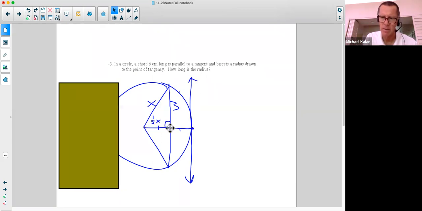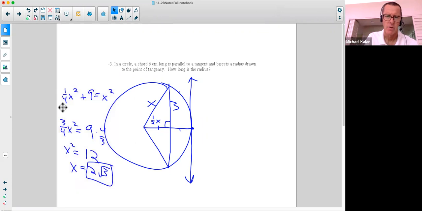It says it bisects the radius drawn to the point of tangency, which is right there, right? So we know that this segment and this segment are equal. We know that the chord is 6. We know that this is going to be a perpendicular bisector, so that's 3. And I know that if this is x as a radius, this whole thing is x, so this can be set up as half x. And then it's just doing the math. So go ahead and do that.